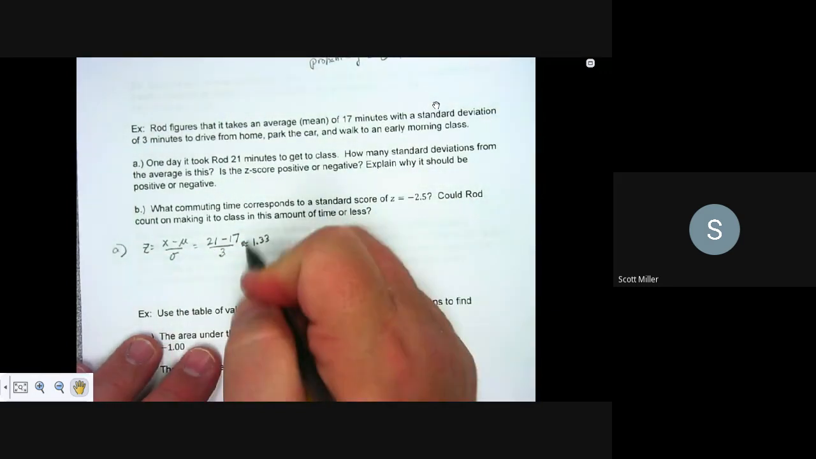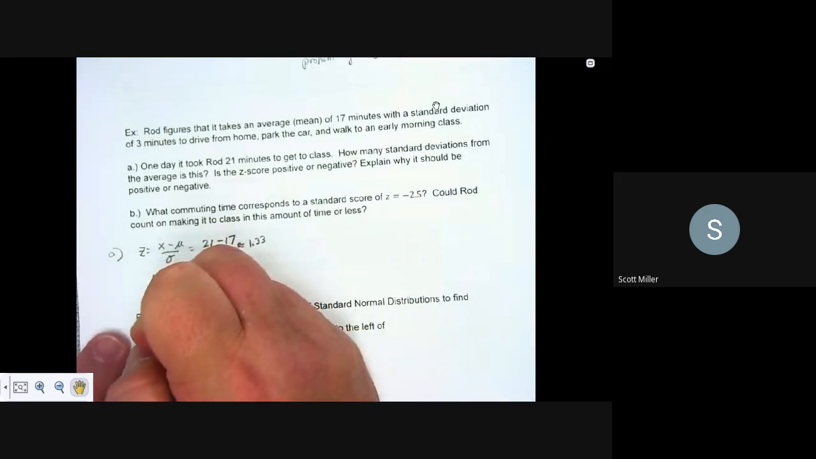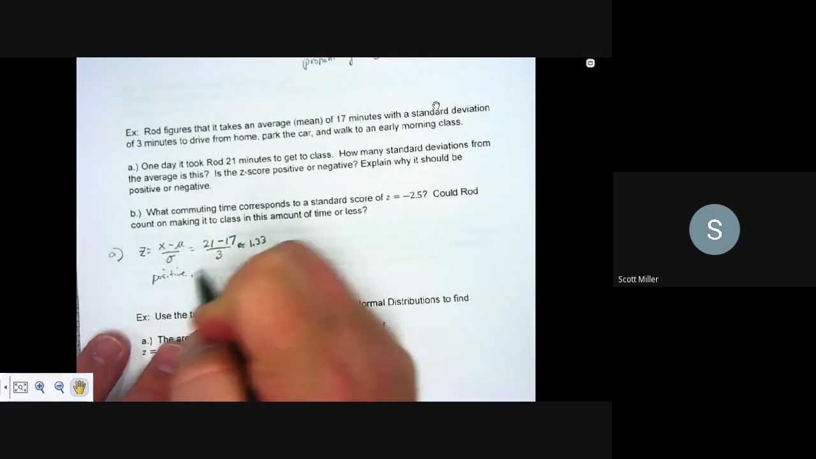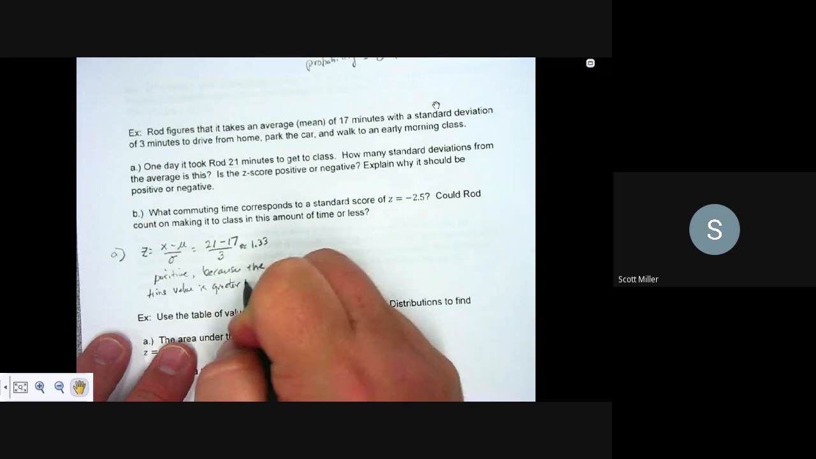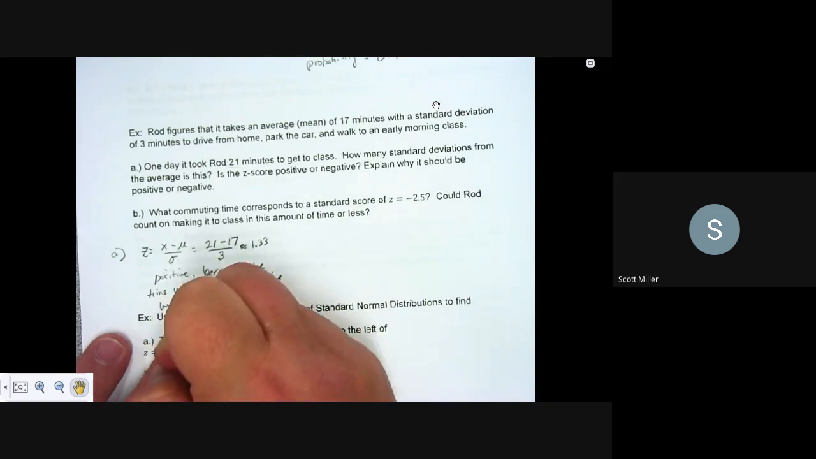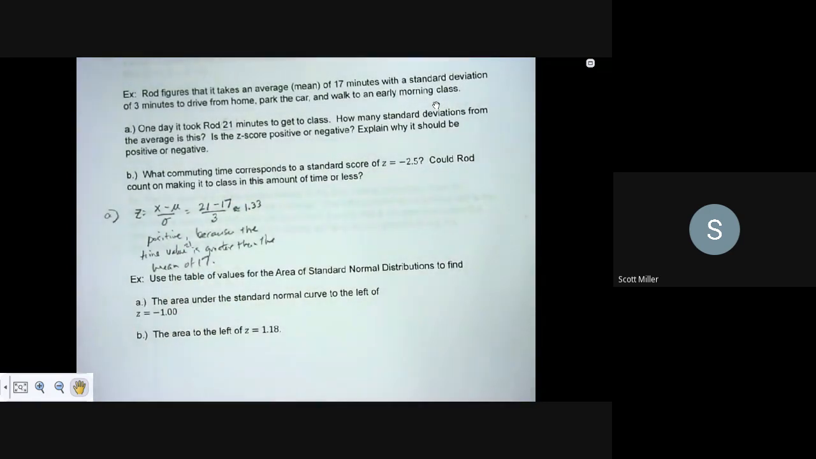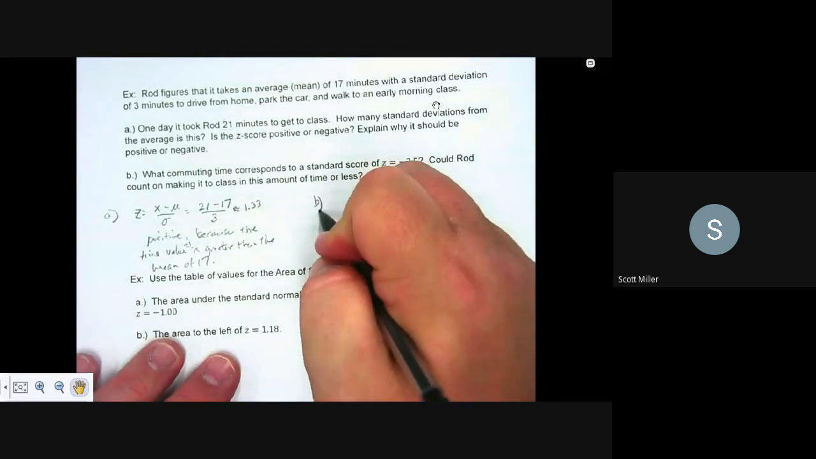The z-score is positive. Okay, so the z-score is positive because the number I'm looking at is greater than the mean. The time value 21 is greater than the mean of 17, so it should be a positive value. Okay, what about part B?